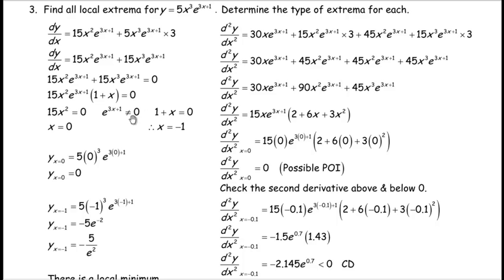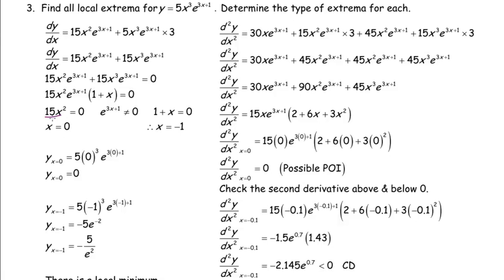Now the reason I've got a not equal to here is because there is no solution to this. e is a non-zero number, and you can never have a non-zero base raised to any power to give you 0. So there is no solution from this. But there is from these. So 15x squared equal to 0. The first thing I would do to solve for x here is divide out 15.